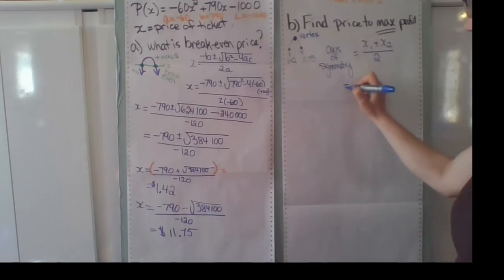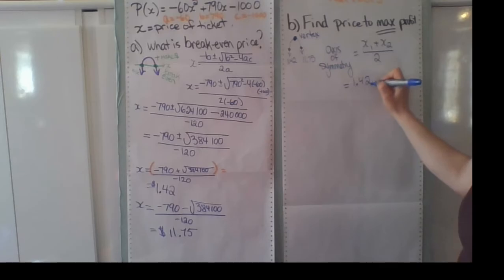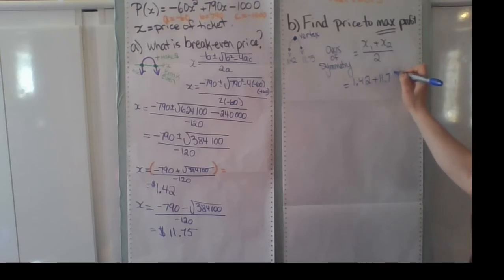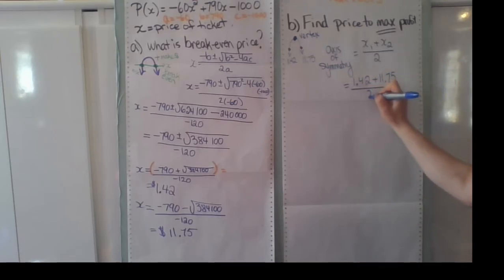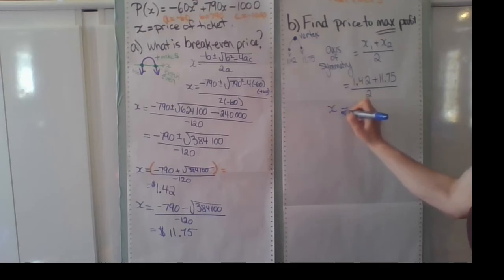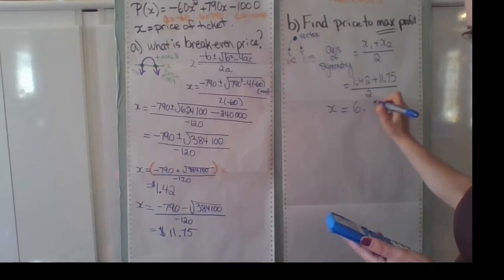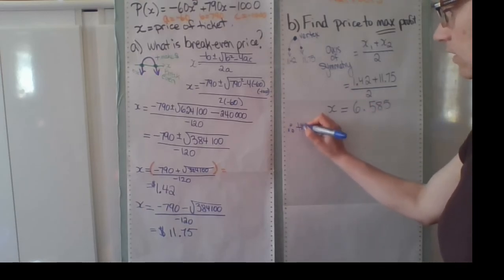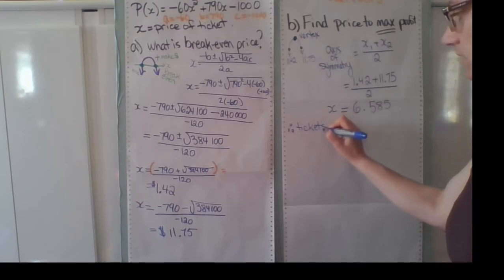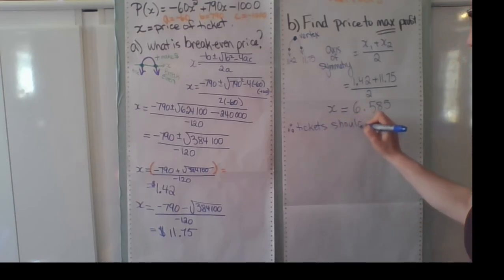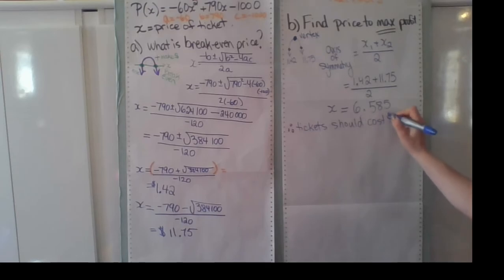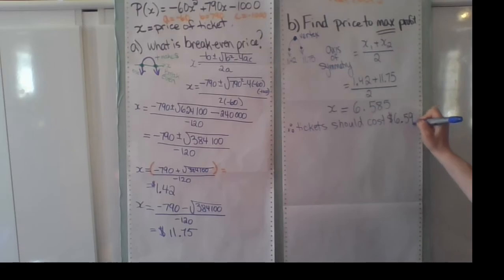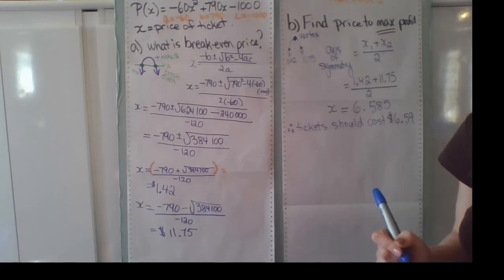So in this case, we're going to do $1.42 plus $11.75, all divided by 2. So the x value of my vertex should be equal to 6.585. Therefore, tickets should cost, rounded to a money number, $6.59 in order to get a maximum value.